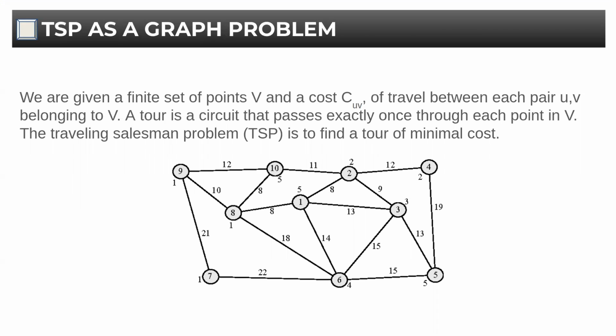TSP as a graph problem. We are given a finite set of points V and a cost C_UV of travel between each pair U, V belonging to V. A tour is a circuit that passes exactly once through each point in V. The traveling salesman problem is to find a tour of minimal cost.